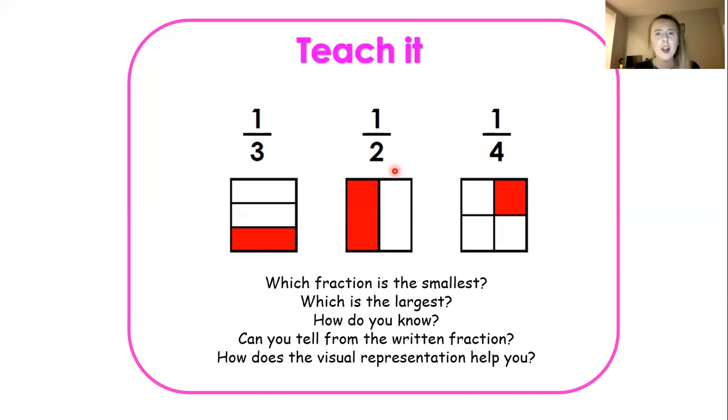Okay, so it's quite tricky to get your head around, but hopefully looking at the visual representations, this will help you get the hang of it. But just remember that for today, when we're looking at unit fractions, when the numerator is 1, when the denominator is smaller, the fraction is bigger, but when the denominator is bigger, the fraction is smaller. So it's like the opposite.